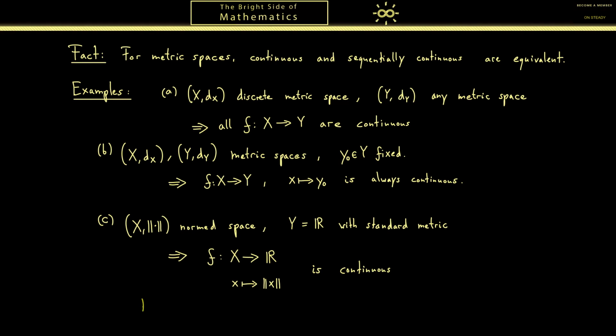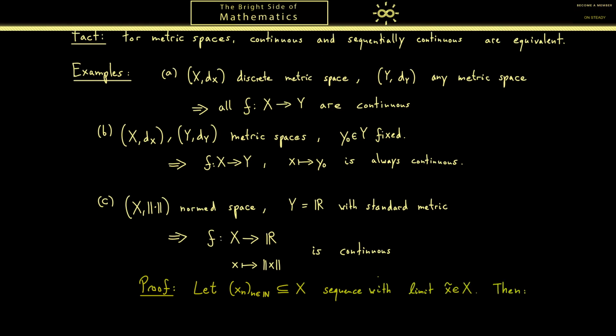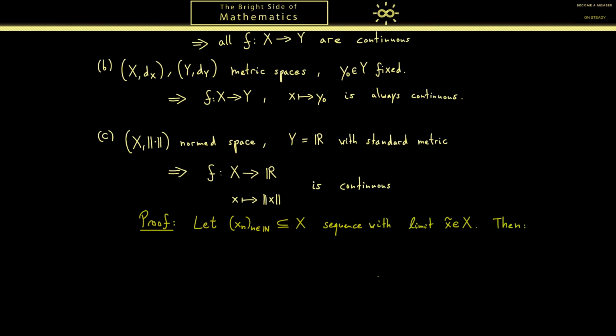Okay, so for this let's write down a proof, so we check that the map is indeed sequentially continuous. Hence, let xn be a sequence in X with limit point x tilde. And then we look at what happens when we apply the map f. Of course, f of xn is just by definition the norm of xn. Now we have to bring in the limit point, because that's the only thing we know about the sequence.